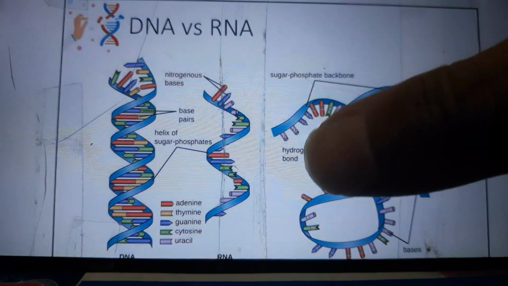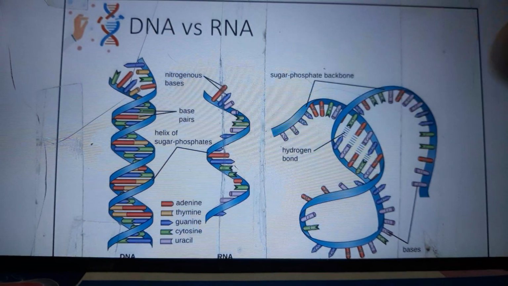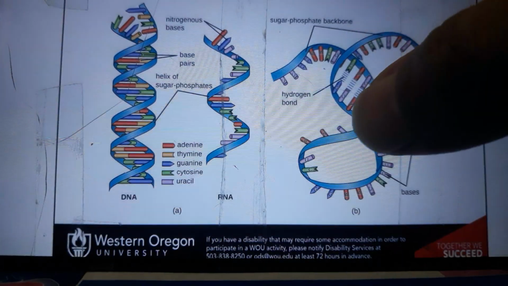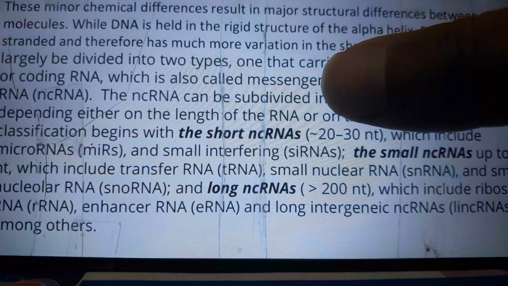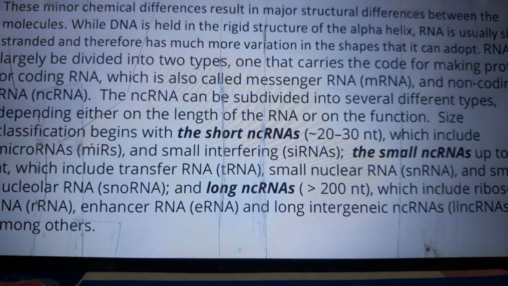So this is DNA versus RNA. These are screenshots that I suggest you please take while I teach, and I'll read out the matter for you. These minor chemical differences result in major structural differences between the molecules. While DNA is held in the rigid structure of the double helix, RNA is usually single-stranded and therefore has much more variation in the shapes that it can adopt.